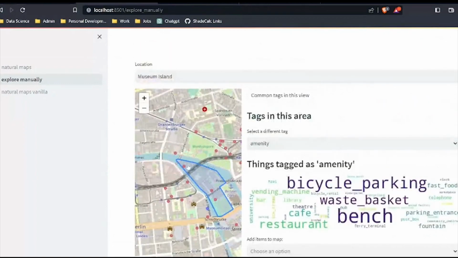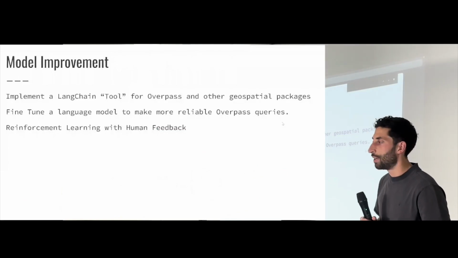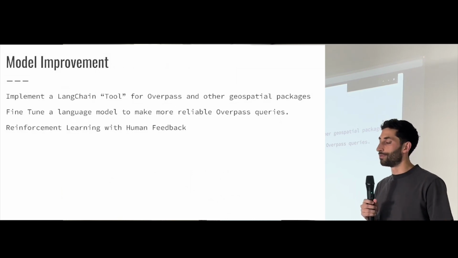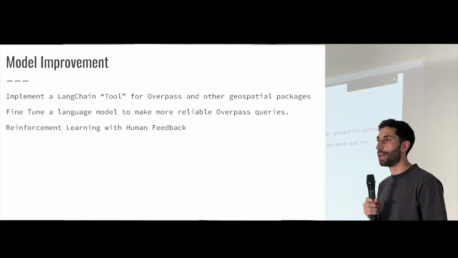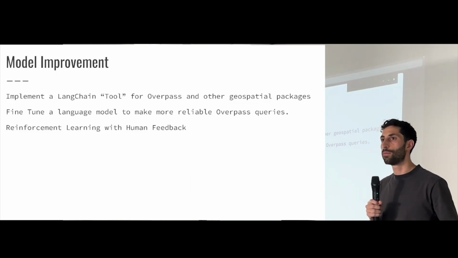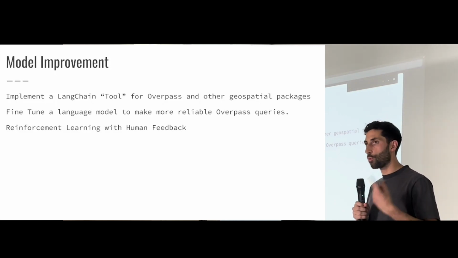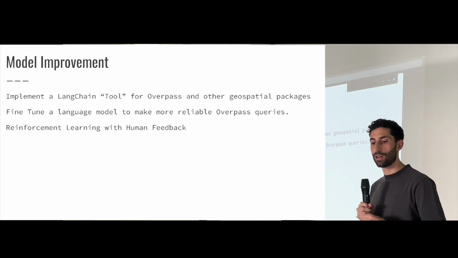So this is where we'd like to go and the next steps in our process. So, outlook. The models and the tools we use were very, very new. We would like to continue this project. First thing I'd like to try is develop a LangChain tool, in LangChain speak, which can properly speak to Overpass. It would be nice to fine-tune a language model to make more reliable queries. More about that on the next slide.